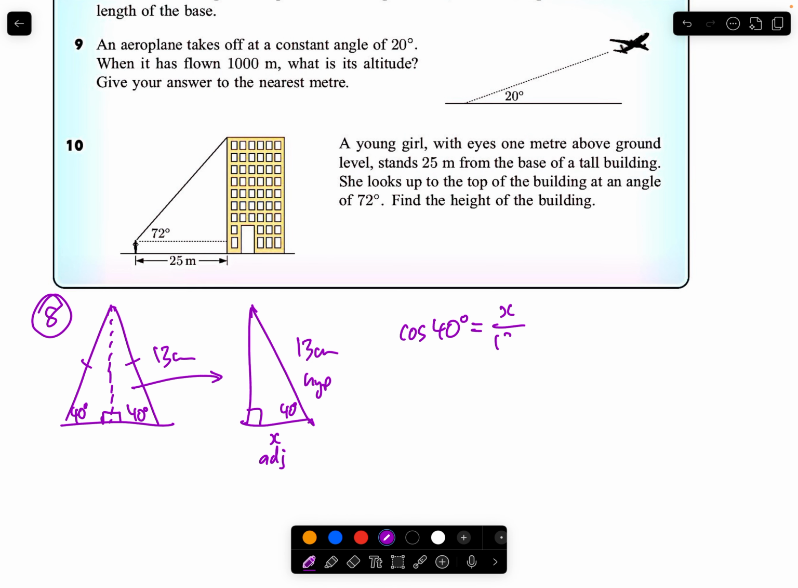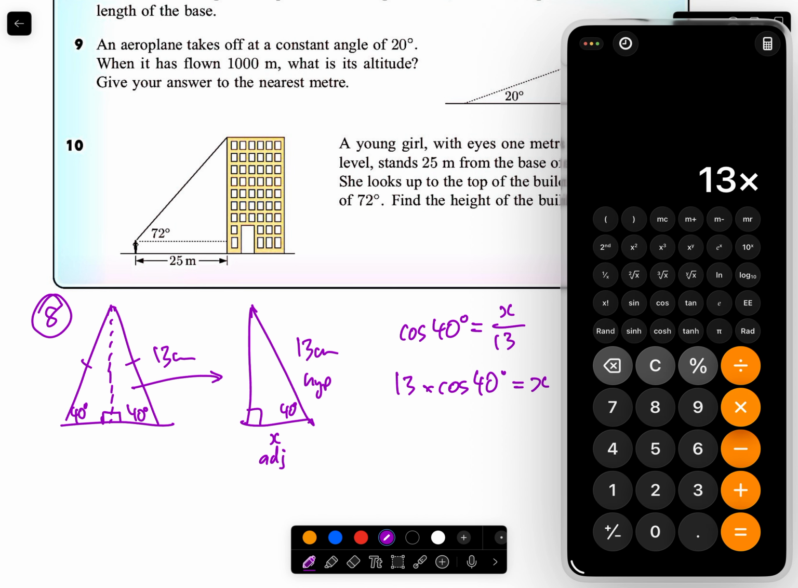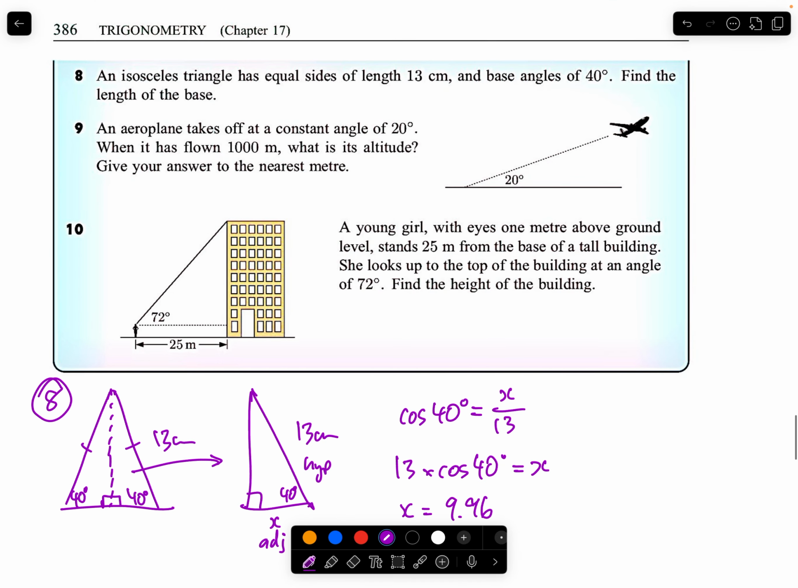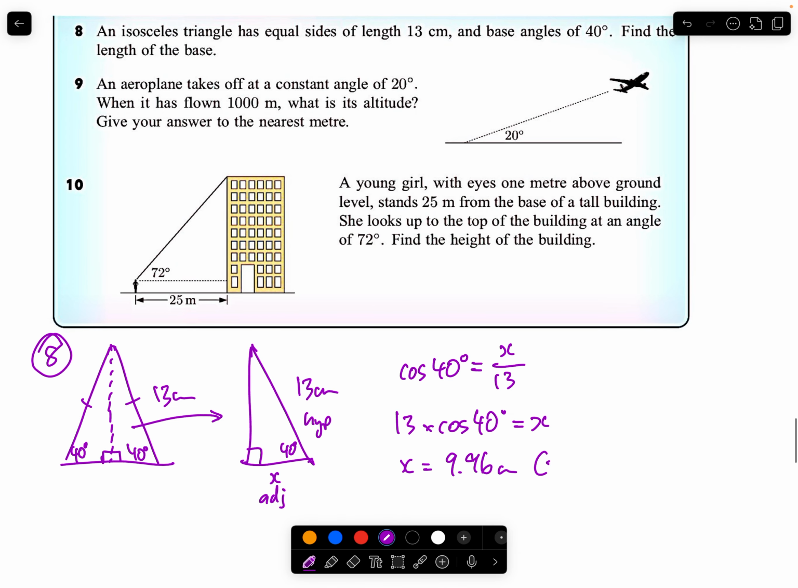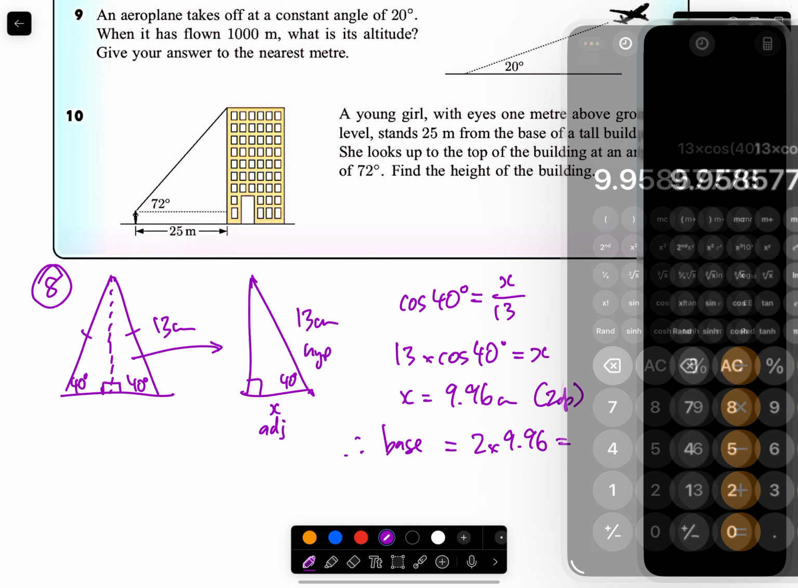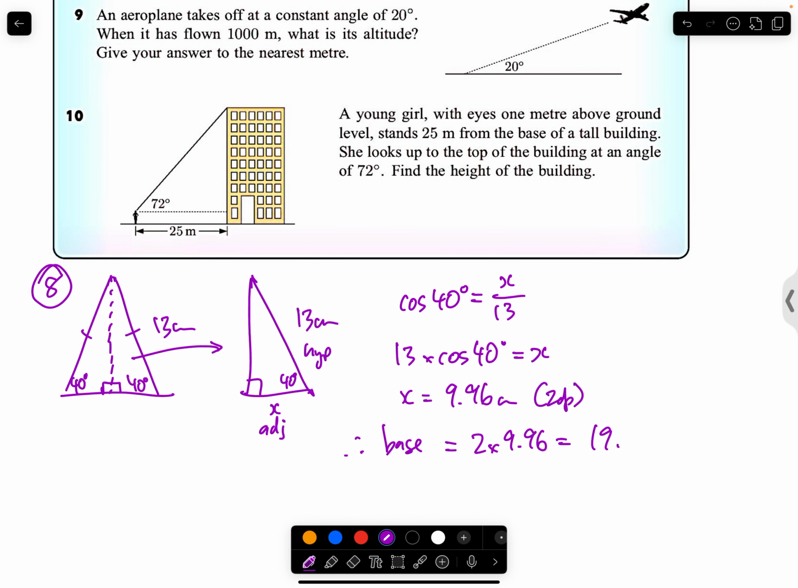Adjacent x over hypotenuse 13. The opposite of dividing by 13 is timesing. So x is going to be 13 times cos 40, 9.96. X is equal to 9.96. What was the unit? Centimeters, rounded to 2 decimal points. Therefore, base equals 2 times 9.96 equals 19.92.